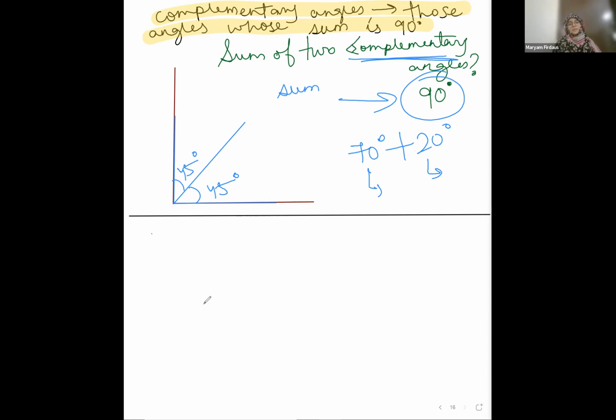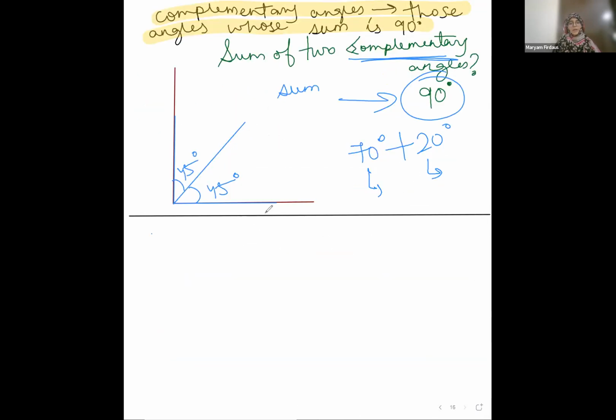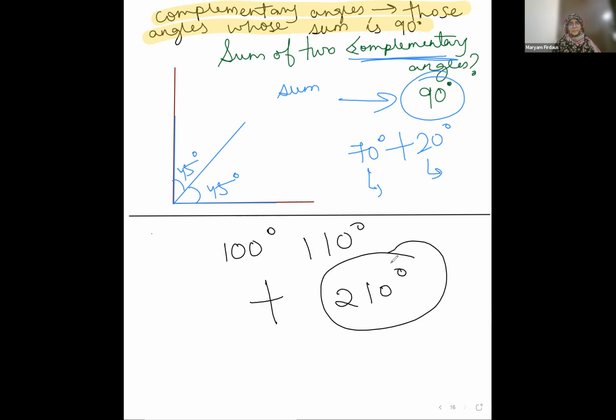Two obtuse angles. Take a look at this. Yes, two obtuse angles can be supplementary. Okay, let's say one obtuse angle is, what's greater than 90? 100. And the other is also greater than 90. It is, let's say, 110. When you add them, they are going to be 210, and that's more than 180.